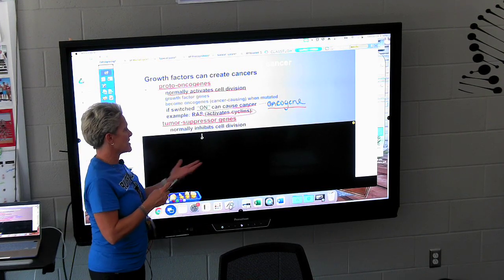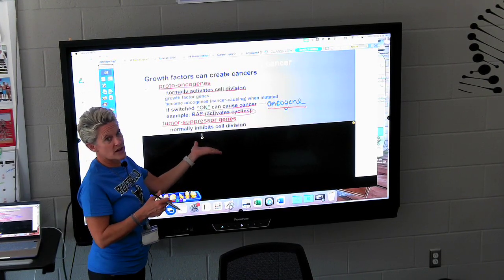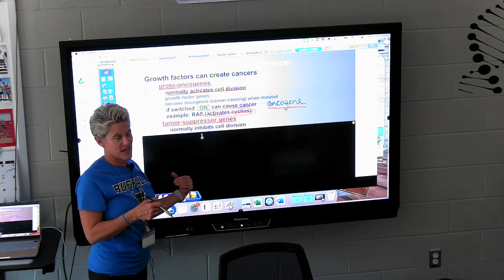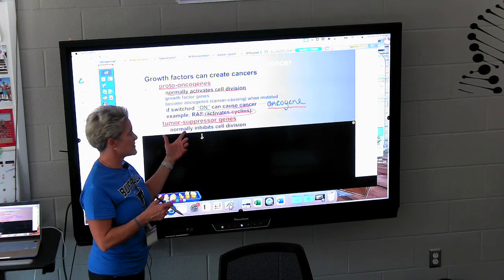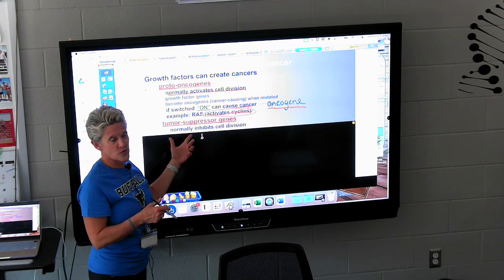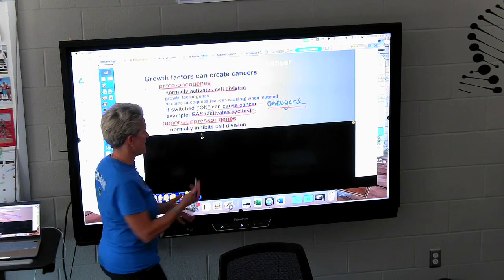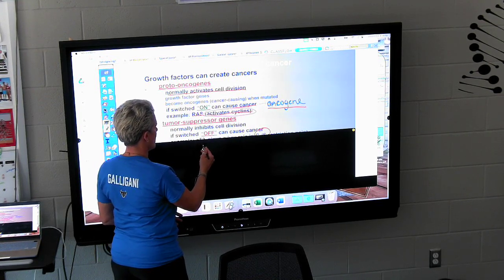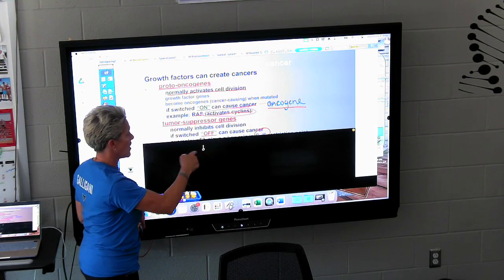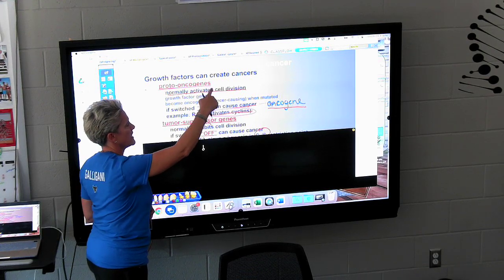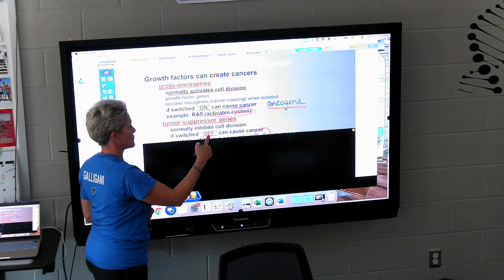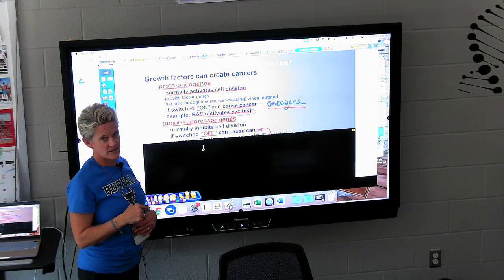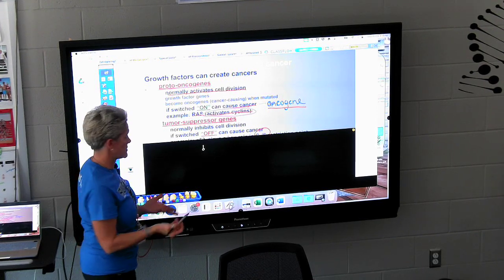All right, and then you can tell when this is, if they're always on, when it's switched off in this case, it's going to stop suppressing the tumor growth, and it's going to cause the cells to divide. So this one is a little bit different if it's switched off. This one switches on, it causes cells to divide. This one, if it's switched off, can cause cells to divide and cause tumors and cause cancer.